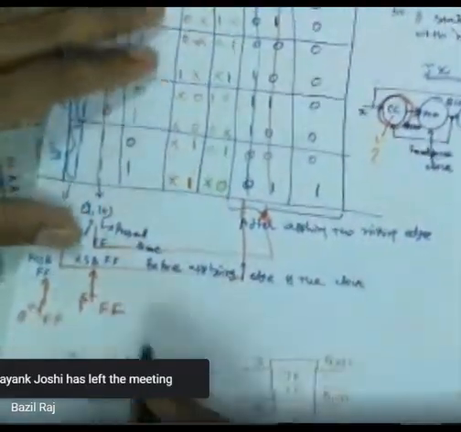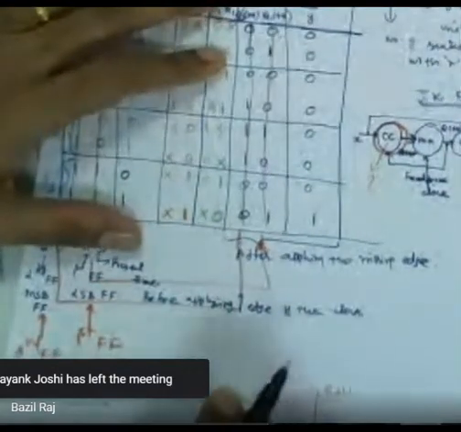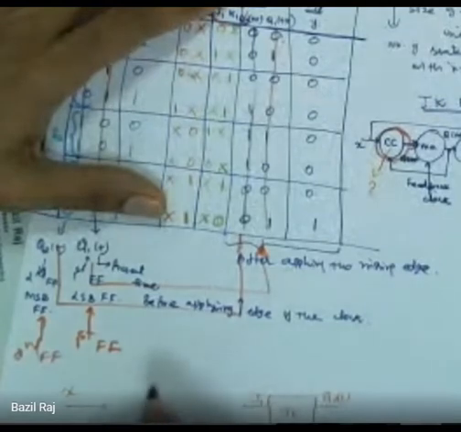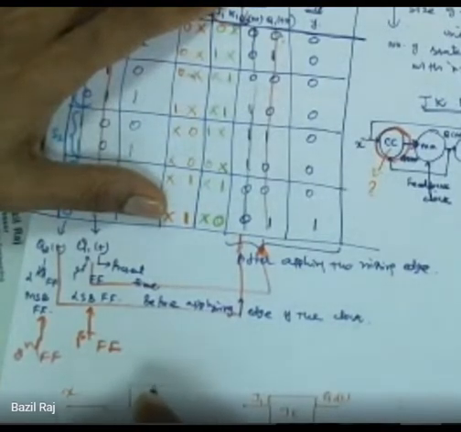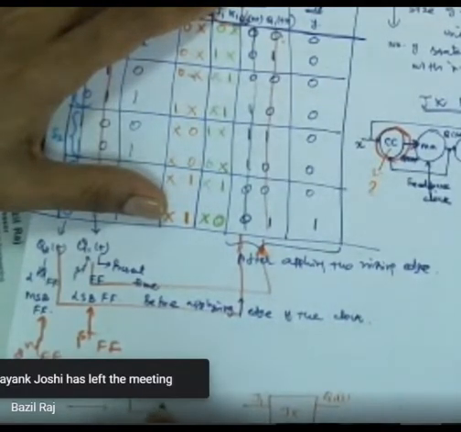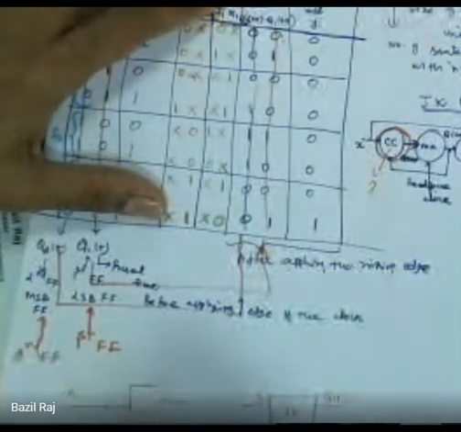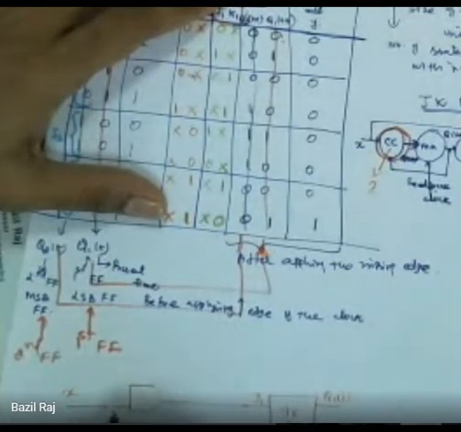I am drawing the circuit here. X is there. What is J1 now? J1 equals Q2 dash into X. X is coming here, and the Q2 dash is coming from here.